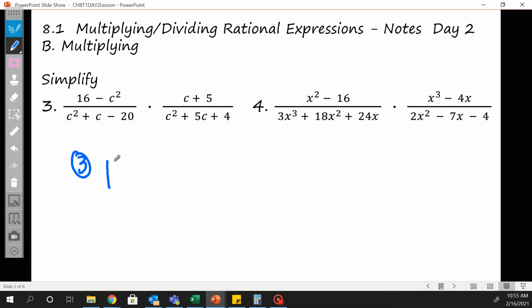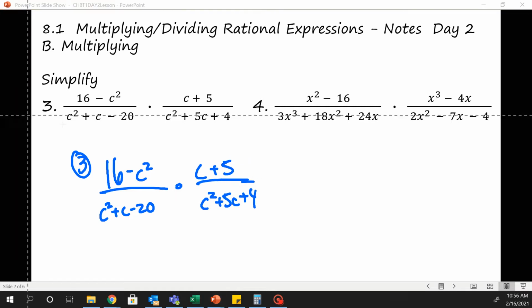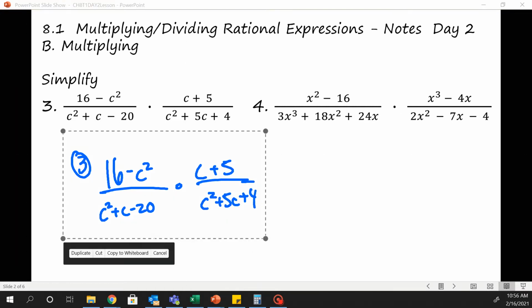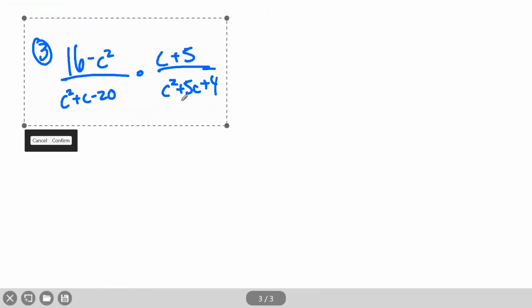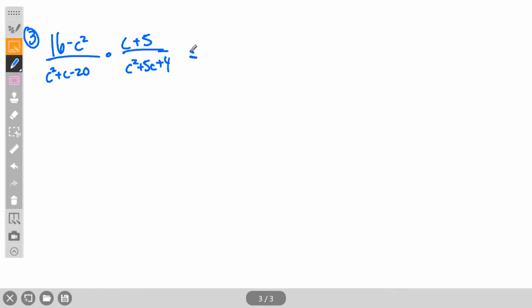Number 3, 16 minus c squared over c squared plus c minus 20, times c plus 5 over c squared plus 5c plus 4. First of all, this needs to be in standard form. So that should be negative c squared plus 16.